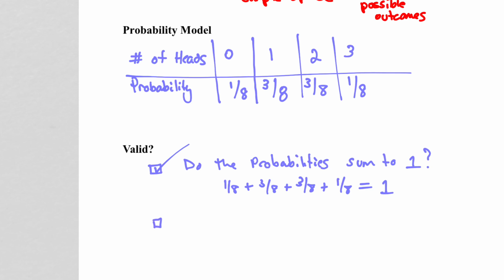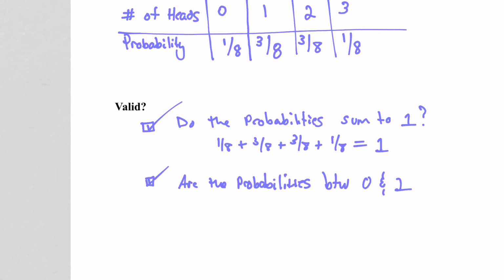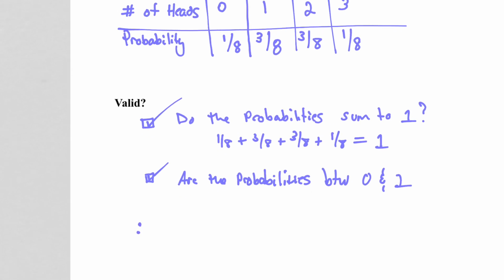The second thing we have to check is, are the probabilities between 0 and 1? They could be 0 and they could be 1, so this is inclusive. So are the probabilities between 0 and 1? 1/8, 3/8, 3/8, and 1/8 are all between 0 and 1. So that is true, and our probability model is valid.